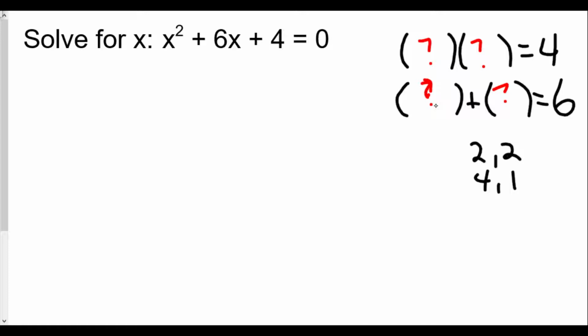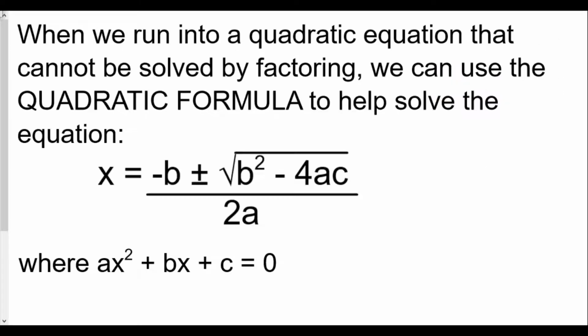Well, we have something that can help us out here. All right, let's go to our formula. We have something called the quadratic formula. When we run into a quadratic equation that cannot be solved by factoring, we can use the quadratic formula to help solve the equation. The quadratic formula is x equals -b plus or minus the square root of b squared minus 4ac, all over 2a. And that's when we set the equation equal to ax squared plus bx plus c equals 0.